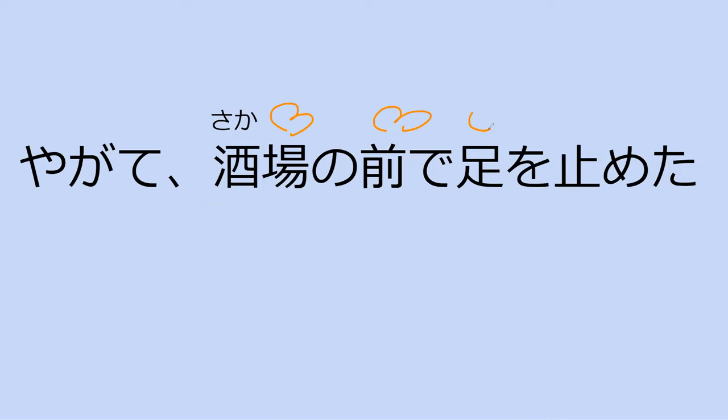Can you read this for me? Yagatte. Sakaba no mae de ashi o tometa. So in the end, he stopped in front of the winery or the drinking place. Yep, the bar. Perfect. Ikken is a way to say one house or one building. Ikken, just a random counter, basically.